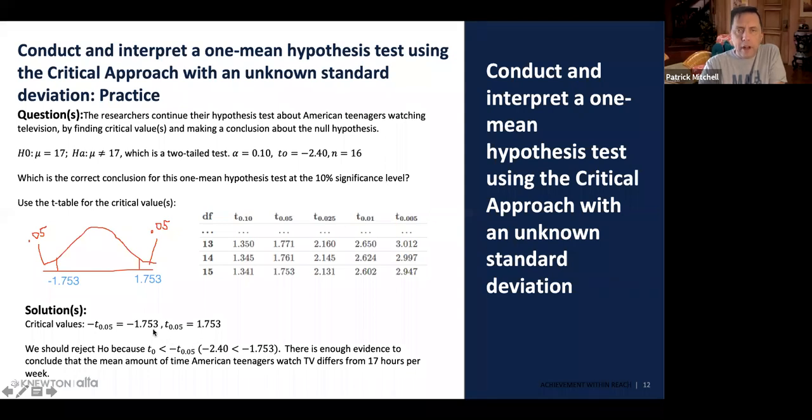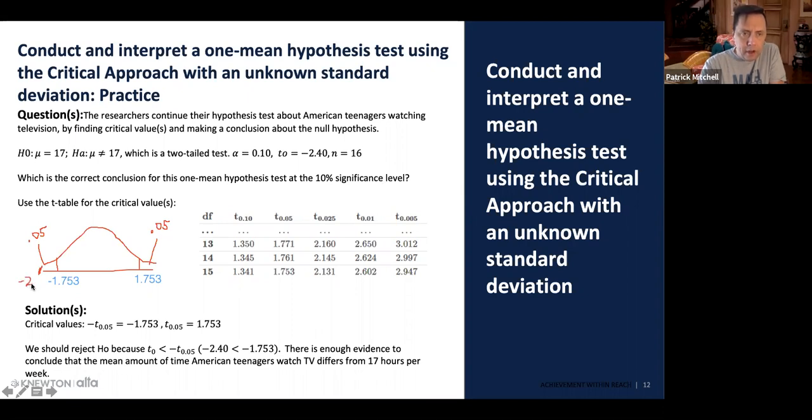All right, so I've gone ahead and fixed that. The critical values are plus and minus 1.753. And because our calculated test statistic was negative 2.4, that would be way out here in the critical region. Okay, so this would be a reject the null hypothesis.